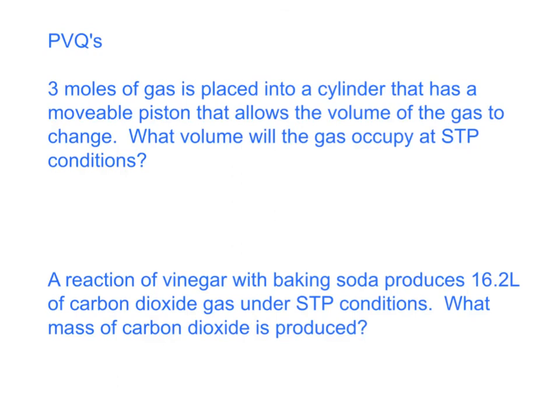And the second one's a mixed conversion. If you react vinegar with baking soda and the reaction produced 16.2 liters of CO2 gas, carbon dioxide gas, under STP conditions, what would be the mass of carbon dioxide produced? So you're going to have to go from volume to moles and then from moles to mass. So it'll be a 2-step process. Give those a try and we will discuss them next time.